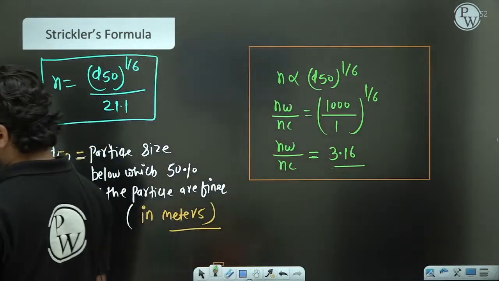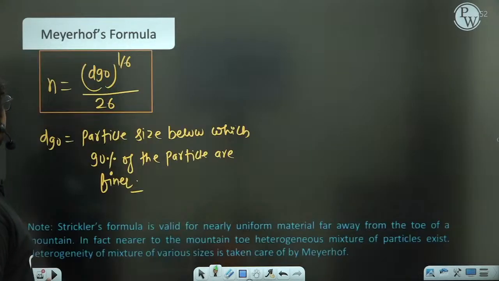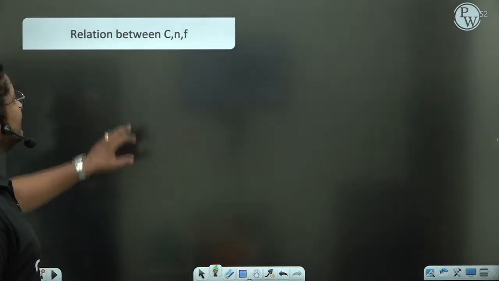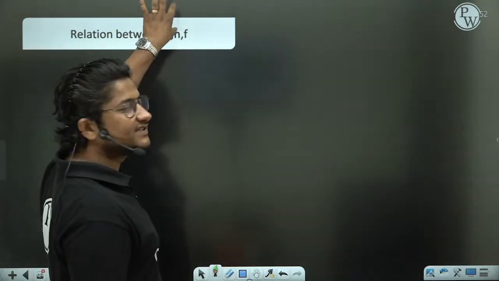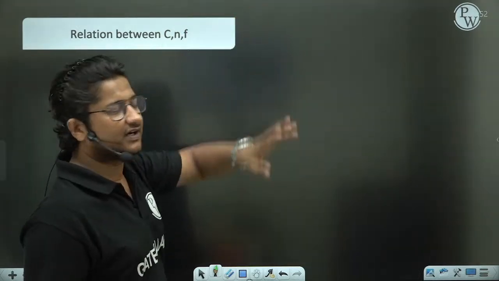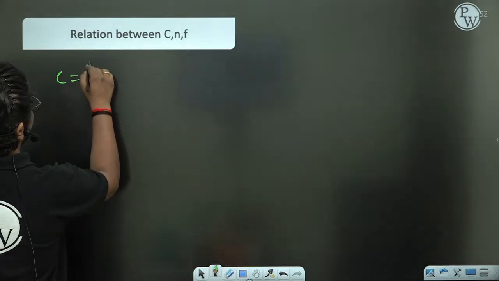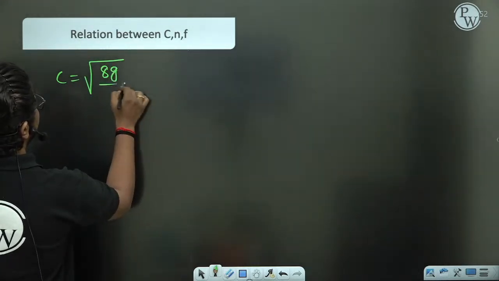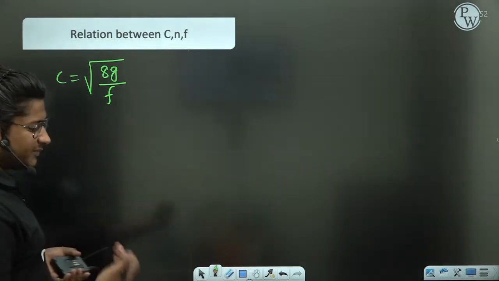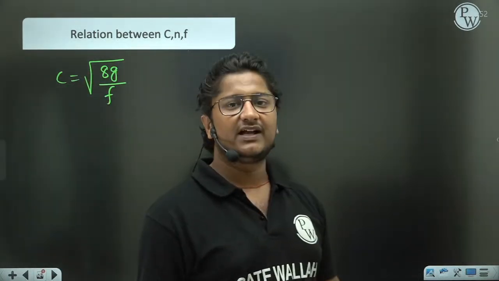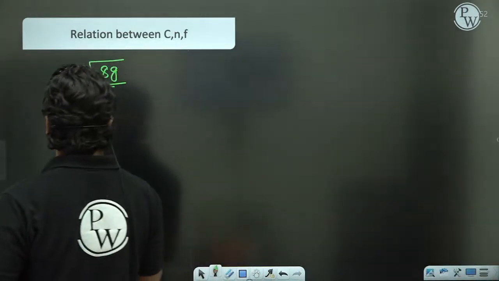Okay, now one question comes. Can we make a relation between C, the Chezy constant, and n, the Manning's constant, and f, the friction factor? Already we have a relation which we have calculated between C and f. Now the only relation we need to make is between C and n. Let us see how we are making that.